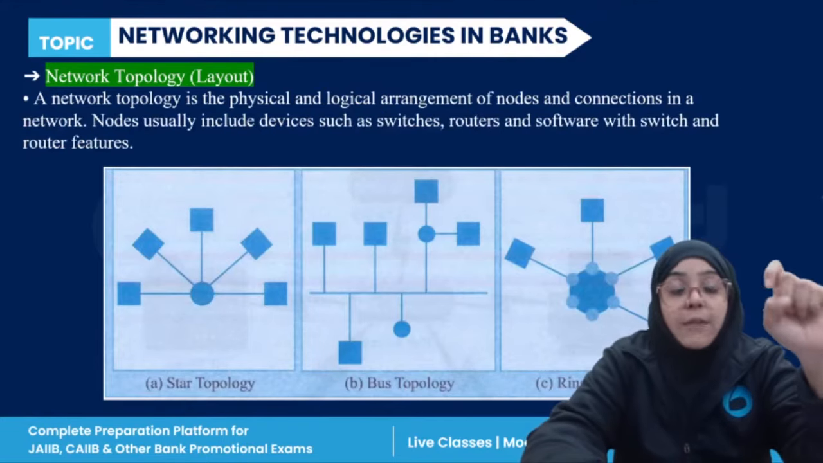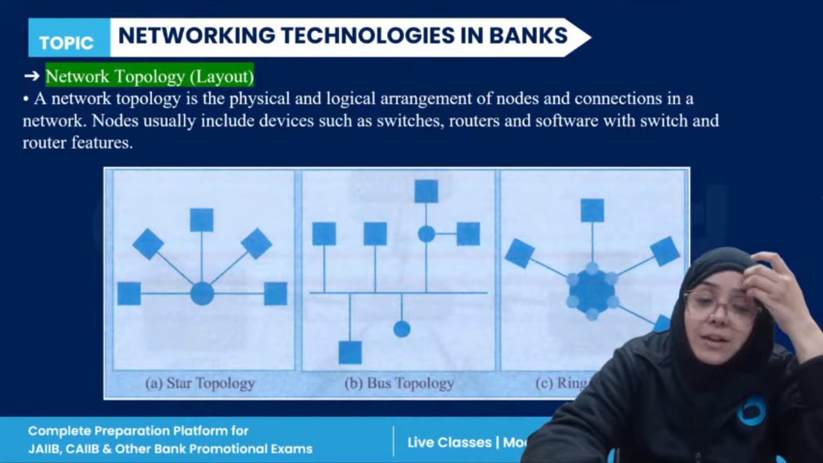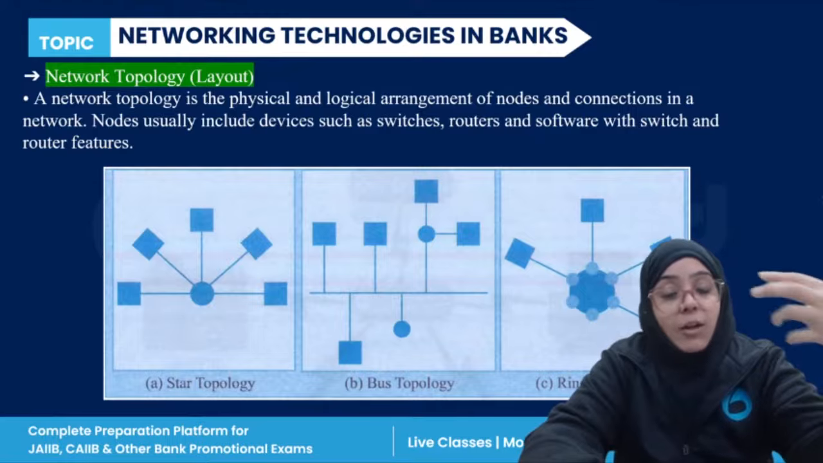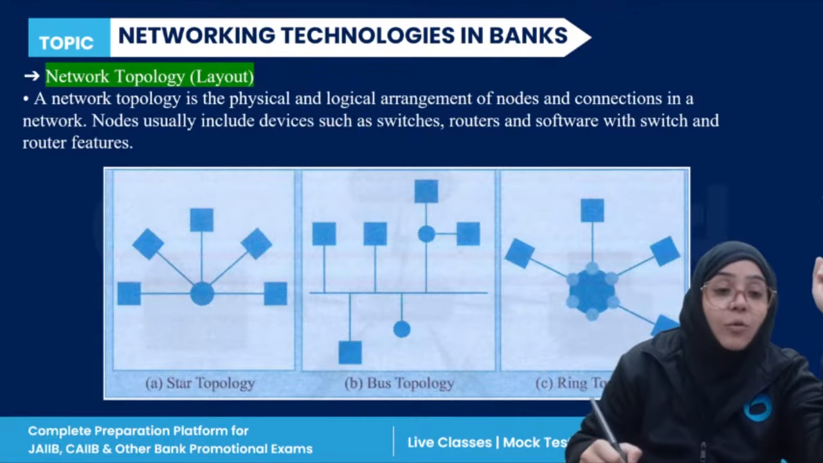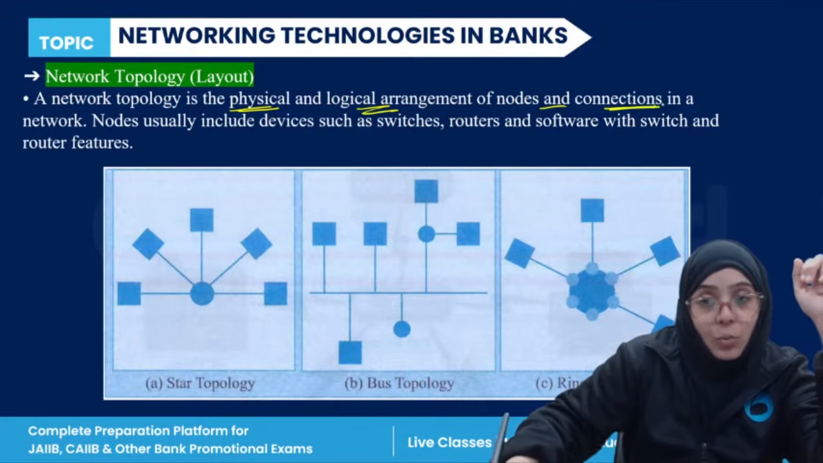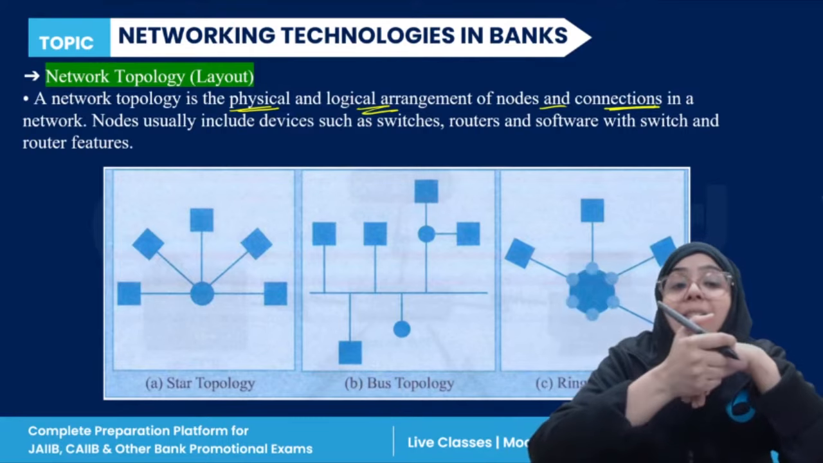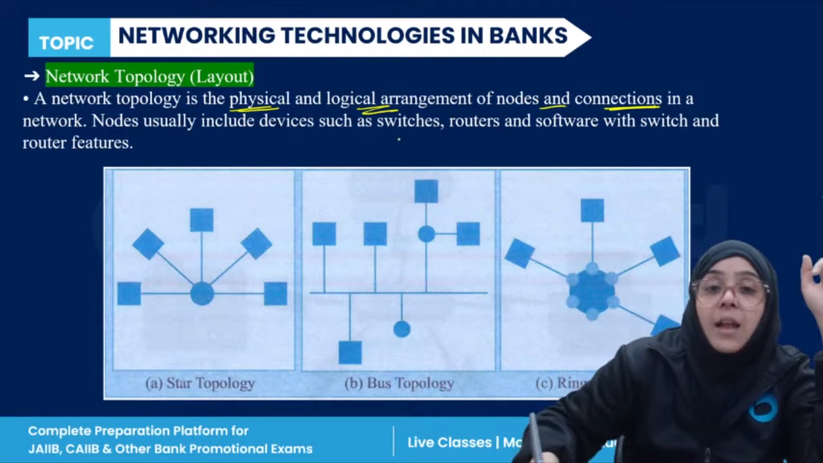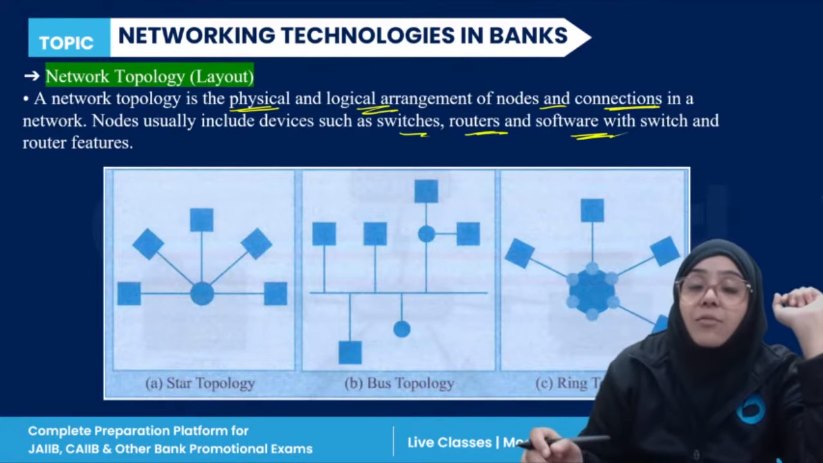Clear? Now, if we talk about network topology, there are different types of arrangements under a LAN. Topology is the physical and logical arrangement of nodes and connections. Nodes include switches, routers, software, and each and everything.